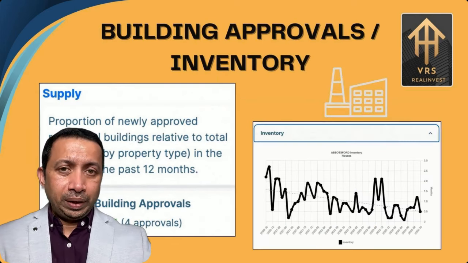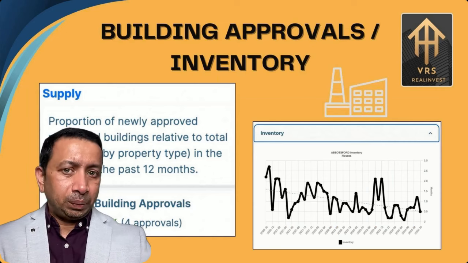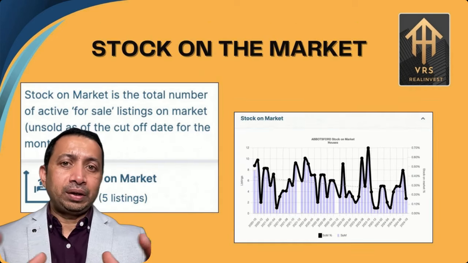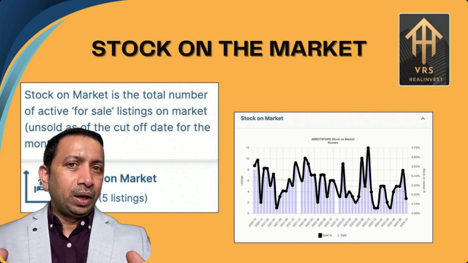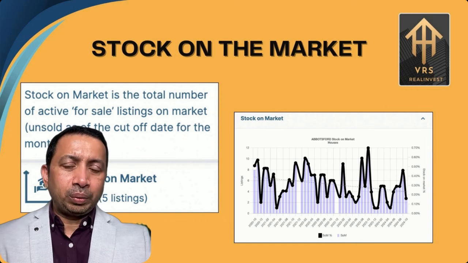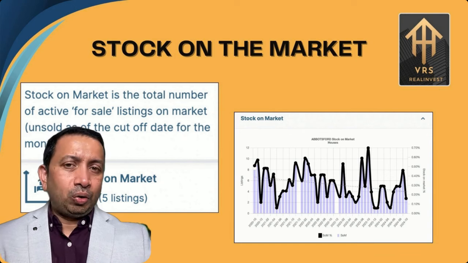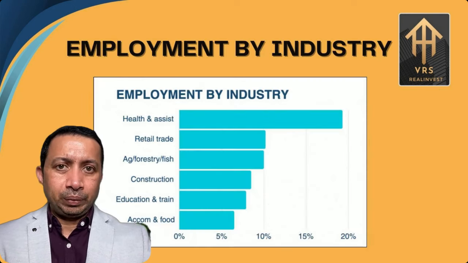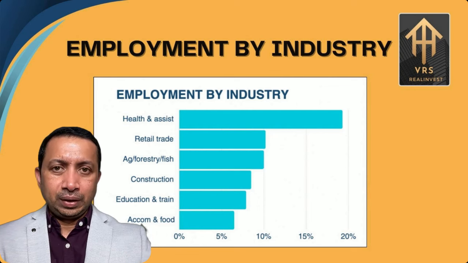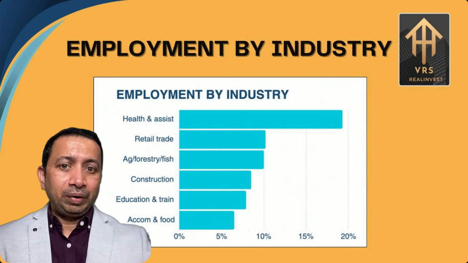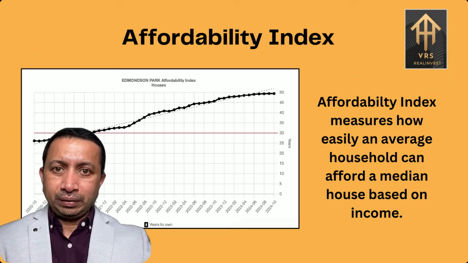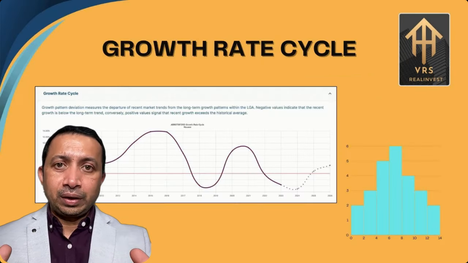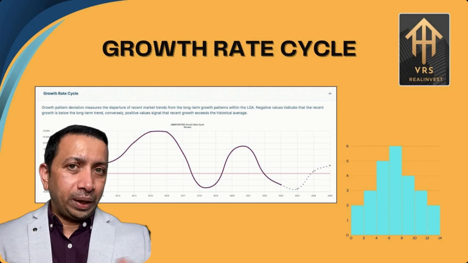If there are lots of building approvals in a particular area, you cannot expect that much capital growth. And another important factor, the stock on the market. You need to identify how much stock is remaining on the market. If there is too much stock on the market, you cannot expect that much capital growth. And employment by industry, you need to identify what kind of people are living in that particular area, and the affordability index and the growth rate cycle. These are the few factors you need to consider when you're buying an investment property.